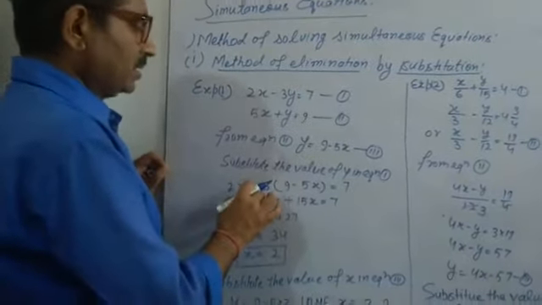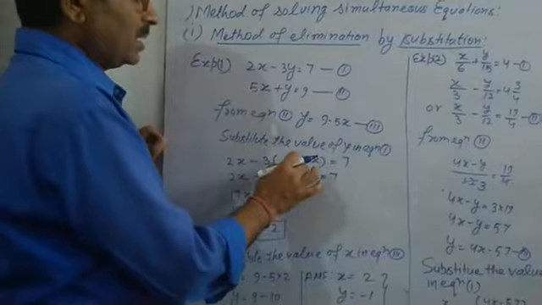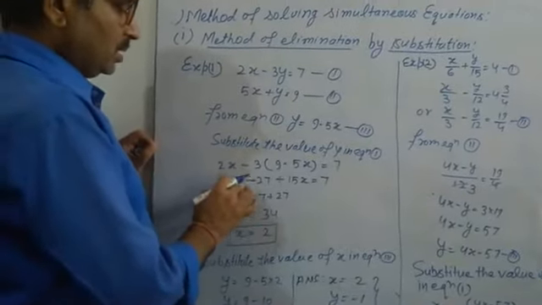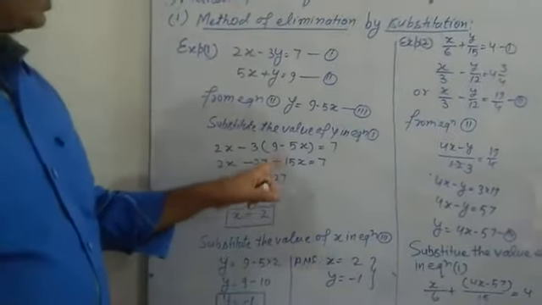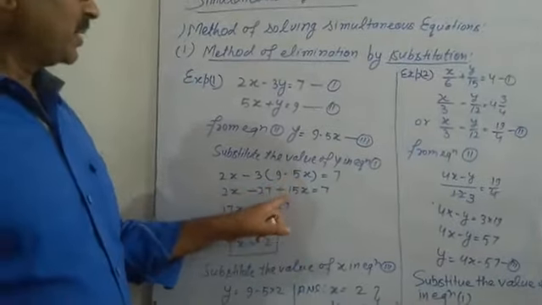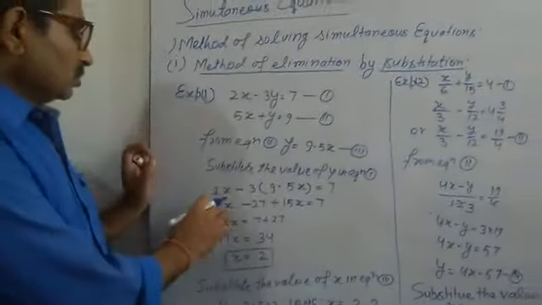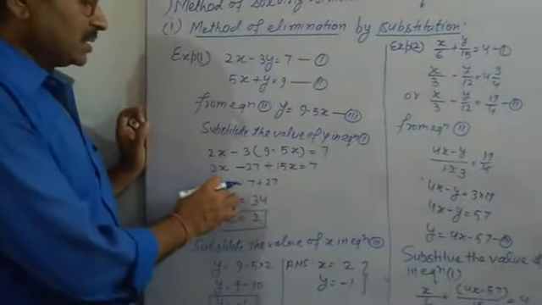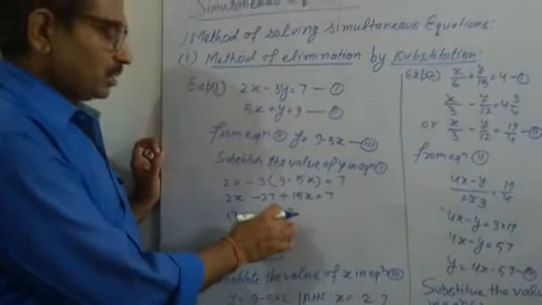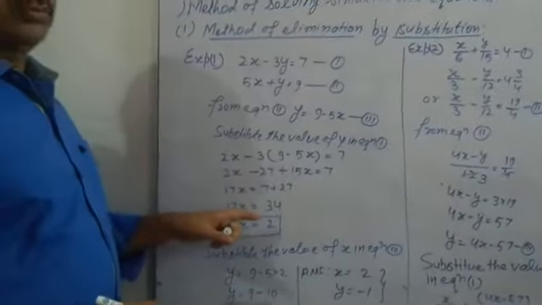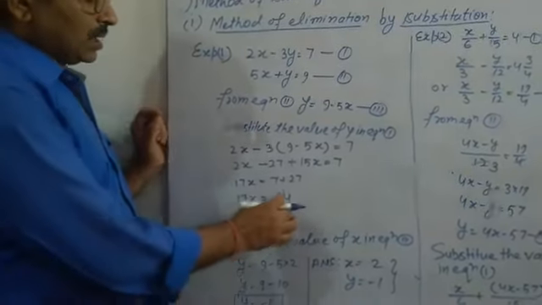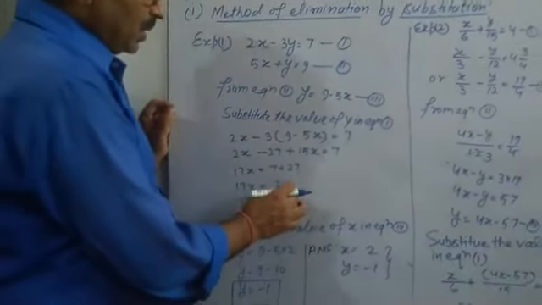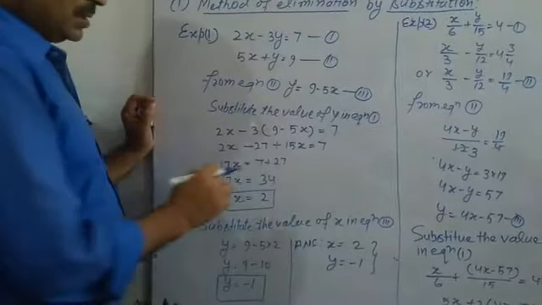Substitute the value of variable y in equation 1. 2x minus 3 in the place of y, (9 minus 5x), equal to 7. 2x minus 27 plus 15x equal to 7. 2x plus 15x, 17x equal to 7 plus 27, 17x equal to 34. Therefore x equal to 2. This is the value of the variable x.